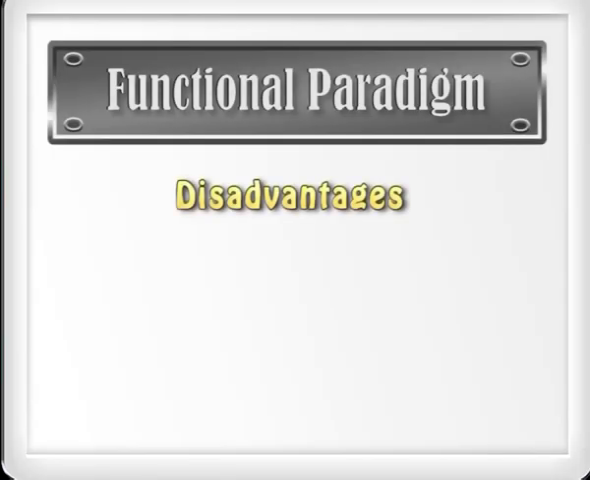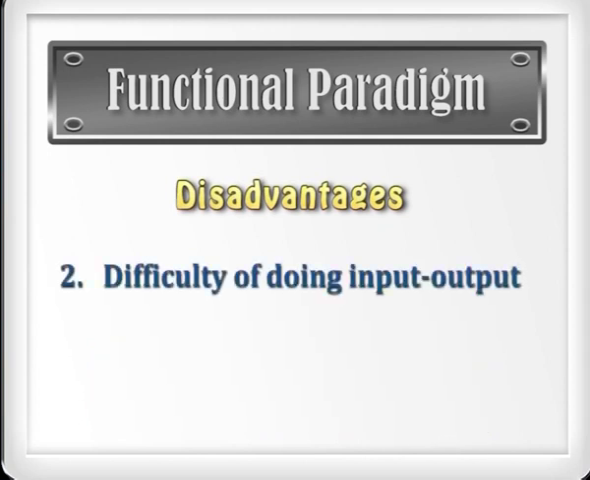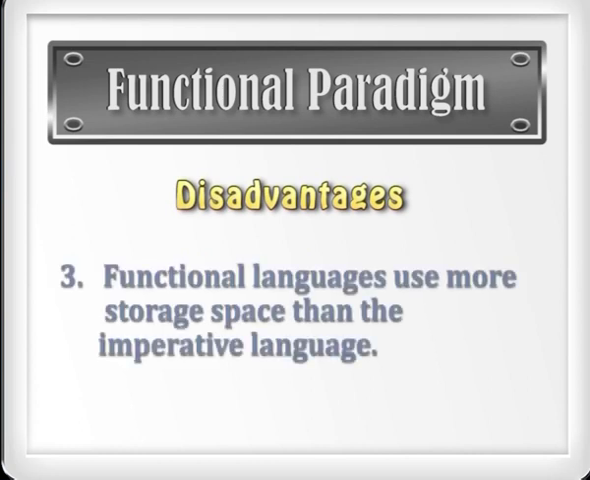Coming on to the disadvantages of functional programming paradigms. First, it has been difficult to design languages under the functional paradigm which produce programs which run as fast as under the imperative paradigm. Second, it is difficult to do input and output operations. Third, functional languages use more storage space than their imperative cousins.